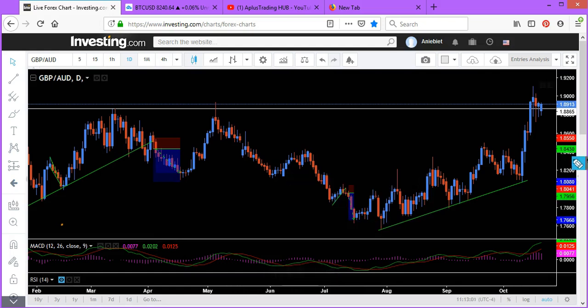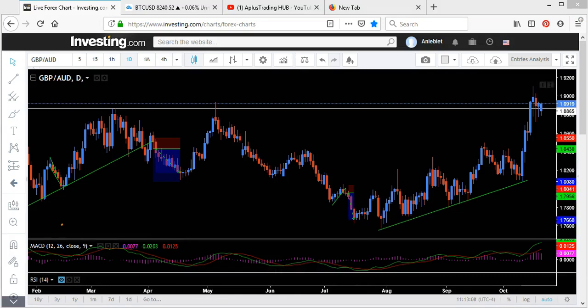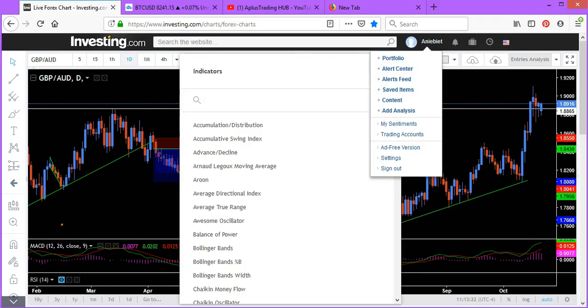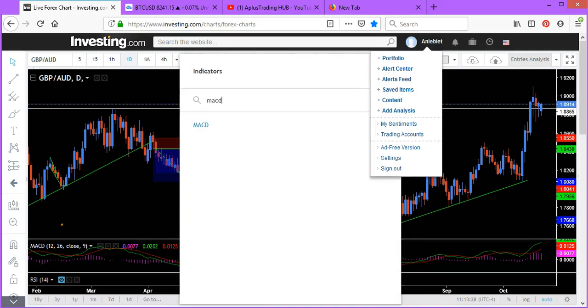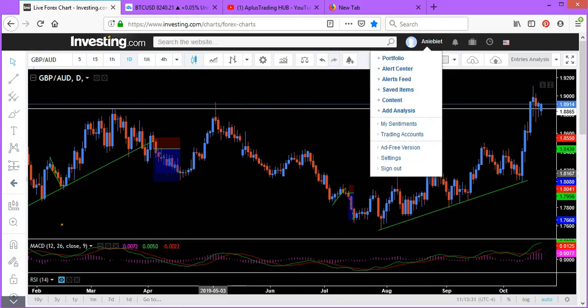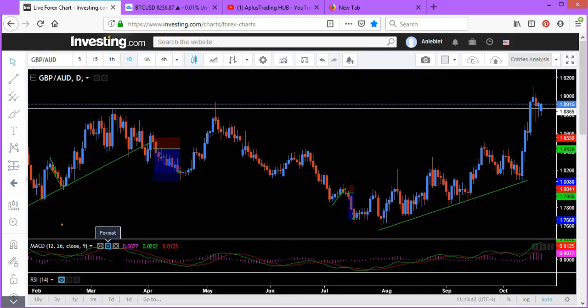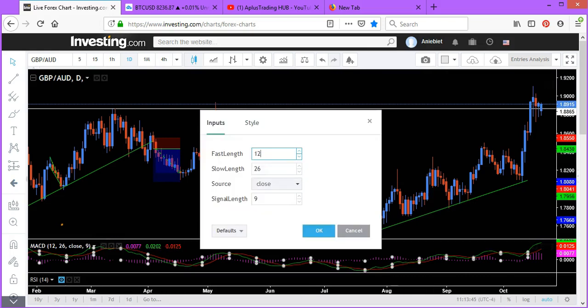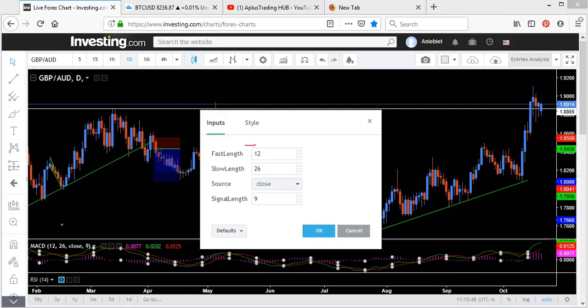This is the daily chart, and here is our MACD. I've pulled up our MACD already here. If you want to pull out MACD, it's actually simple. Come to indicator and you type in MACD and it's up there. Then you click on it, it will appear on your chart. Then when it appears on your chart, you go to settings, click here where you have the format, click settings. See, I also use fast length 12, slow length 26, signal length 9.